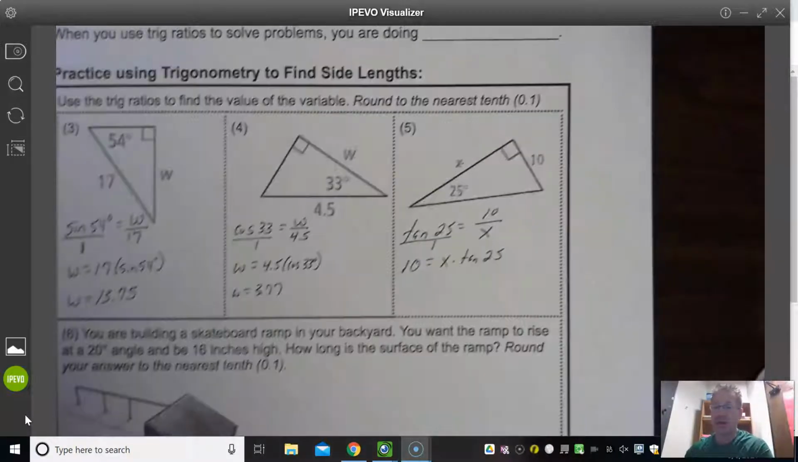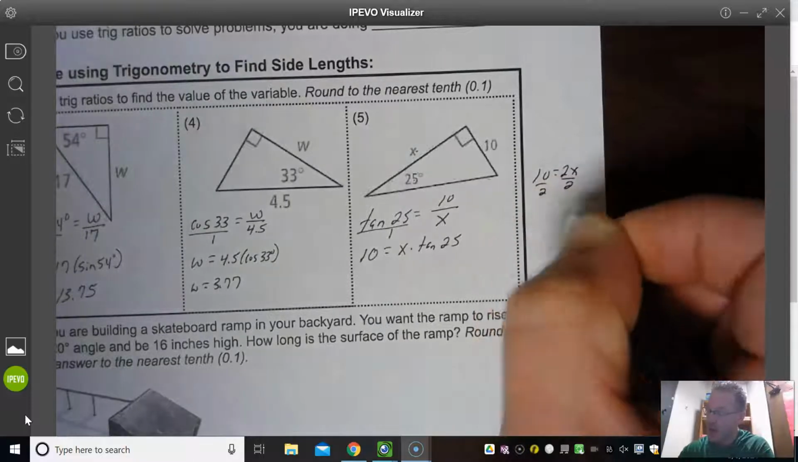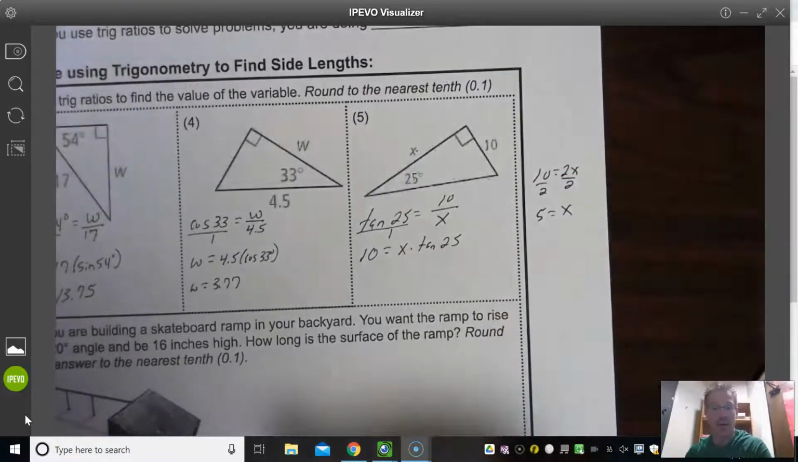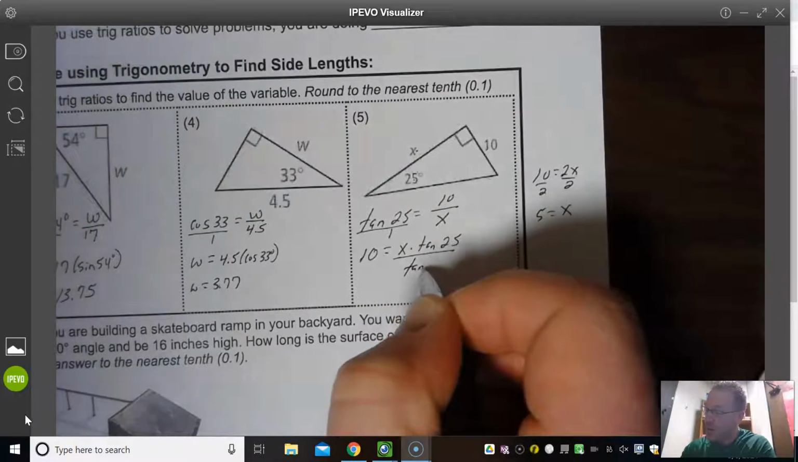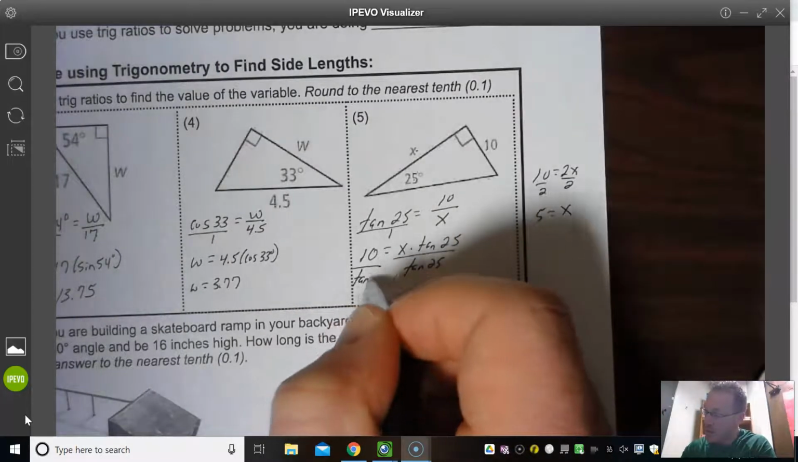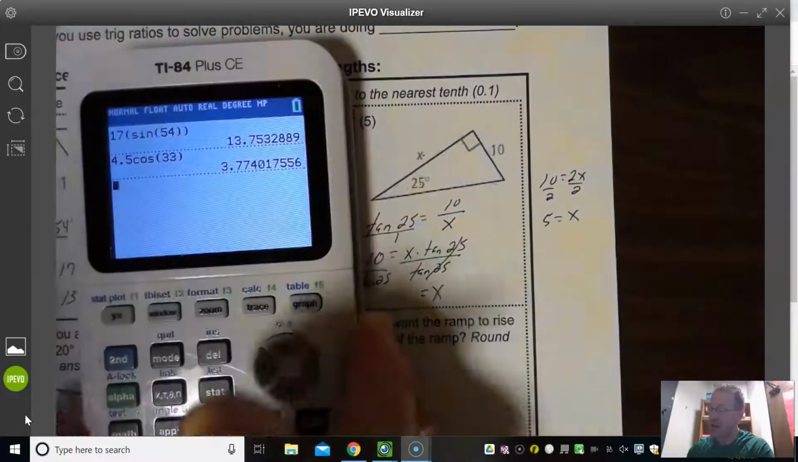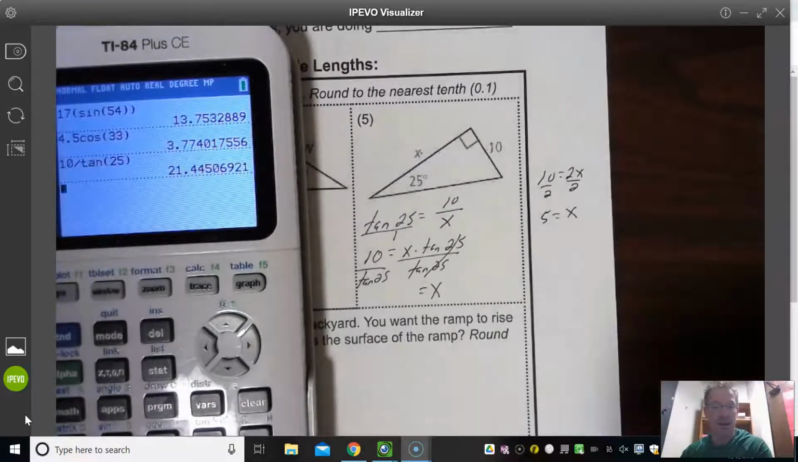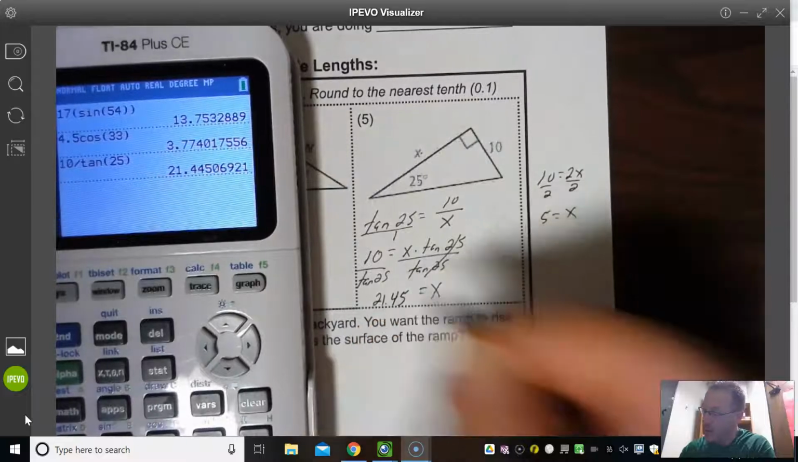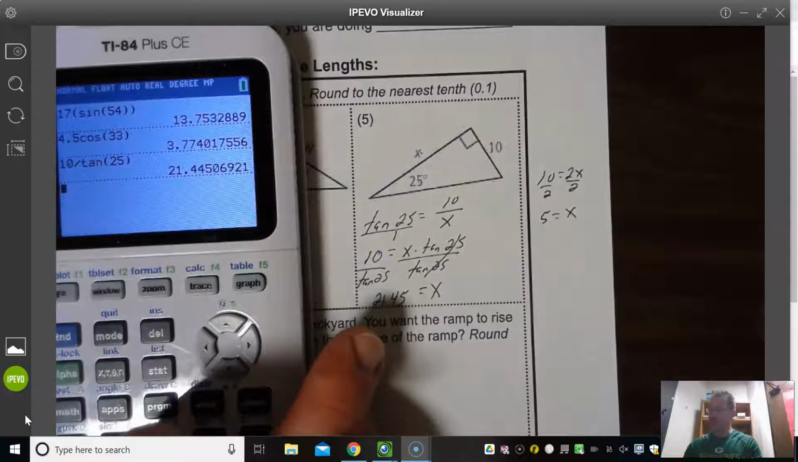Now, once again, tangent of 25 is a number. If you had 10 equals 2x, you would divide both sides by 2, and you'd say 5 is equal to x. Tangent of 25 is a number, just like we have a 2 here. So I'm going to divide both sides by tangent of 25, just like we did over here in the margin. Then I can just type that into my calculator: 10 divided by tangent of 25. That side length is 21.45 units long. So that's how you set up your trig ratios and solve for side lengths.